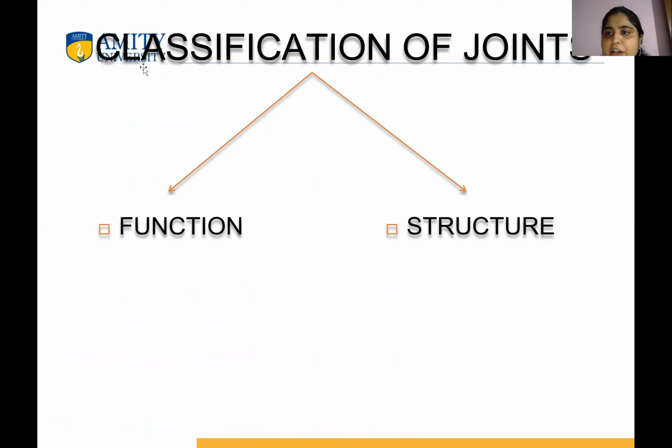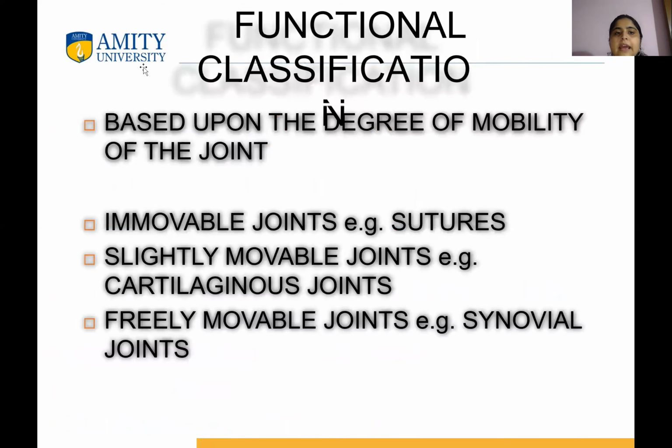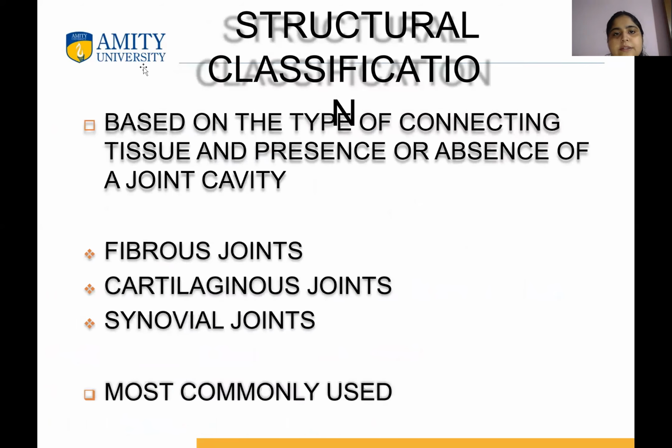Classification of joints can be functional as well as structural. The functional classification is based upon the degree of mobility of the joint. They can be immovable joints like the sutures, slightly movable joints like the cartilaginous joints, and freely movable joints, that is the synovial joints. The structural classification is based on the type of connective tissue and the presence or absence of a joint cavity. They can be fibrous joints, cartilaginous joints, or synovial joints. The synovial joints are the most common in the human body.